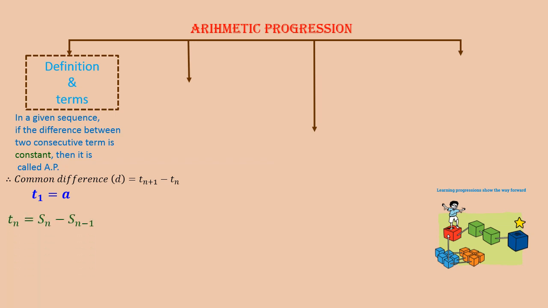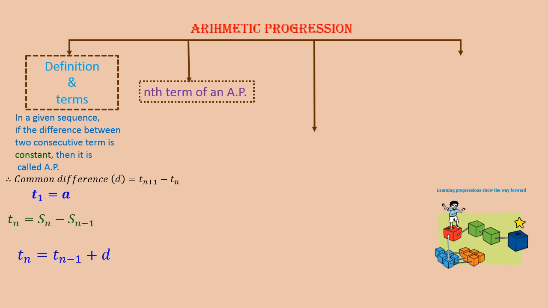And we have some more terms. When the sum of n terms is given to you, then Tn will be equal to Sn minus S of n minus 1, and Tn can also be written for a different sequence as Tn minus 1 plus d.